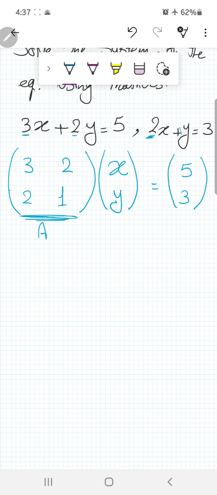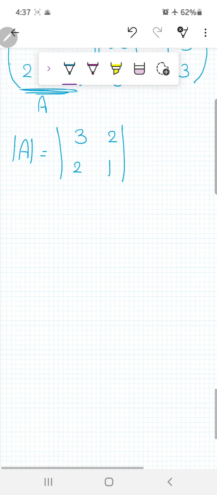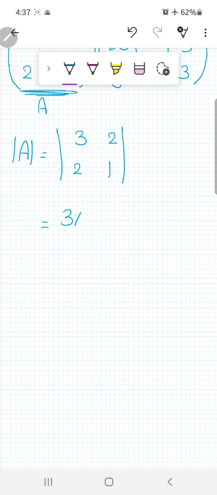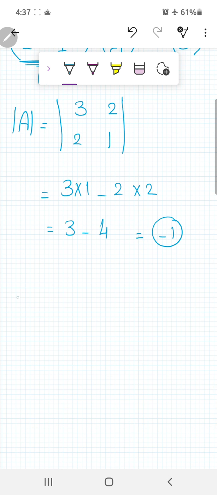To get A minus 1, first we want to get what? Delta, or the determinant. So we want first to get the determinant of A, which is 3, 2, 2, 1. 3 times 1 minus 2 times 2. It will be 3 minus 4, which is negative 1. So the value of delta here equals negative 1. To get A minus 1, it means 1 over negative 1, 1 over delta, and open a matrix. What do we write in the matrix? Exchange the main diagonal, here 1 and here 3. Change the sign of the other diagonal, which is here negative 2, negative 2.